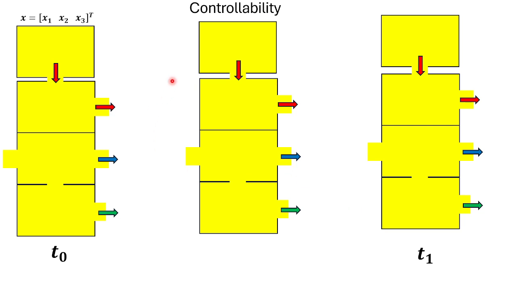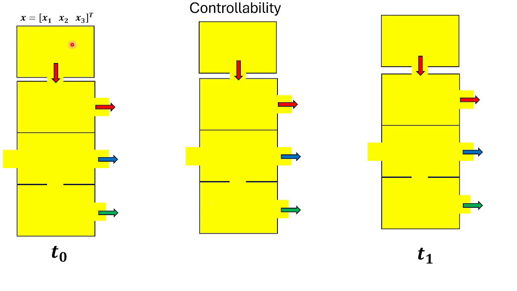So in this video, I'm going to provide a physical example of the controllability of a system. So let's consider this fluid dynamic system. We have this system, and these three pictures are just the same system at different times. This one is at time t0, and this one is after time t1. We have, say, three different states: x1, x2, and x3, and x is our state vector.